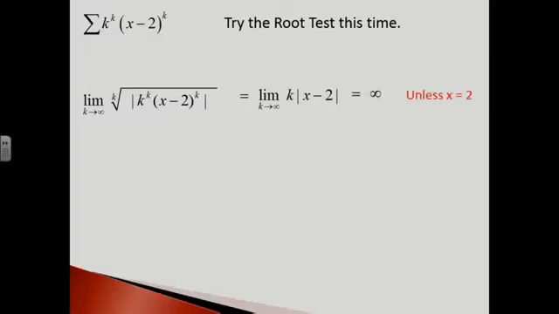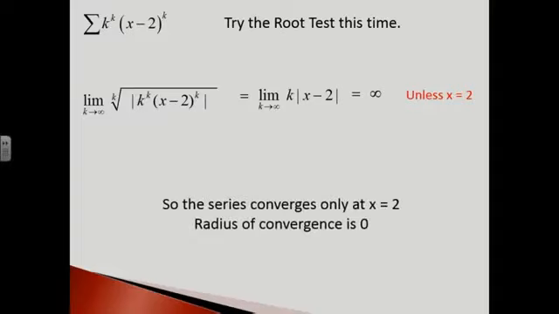So the series diverges. When x equals 2, the limit is 0. So the series converges only at x equals 2. The radius of convergence is 0.